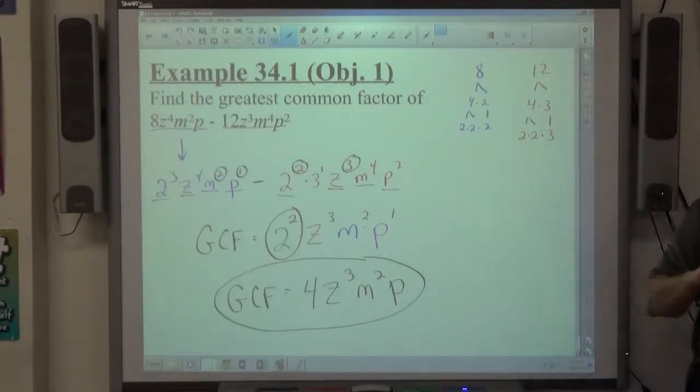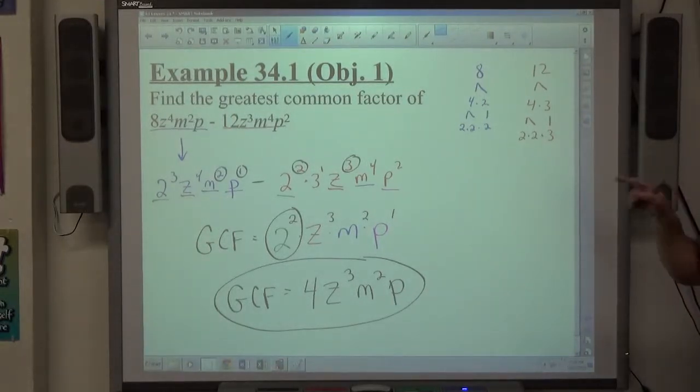Again, in a few lessons, they're going to say factor the greatest common factor. That's going to be step 1 of the factoring problem. Step 2, we've got to do some extra stuff.